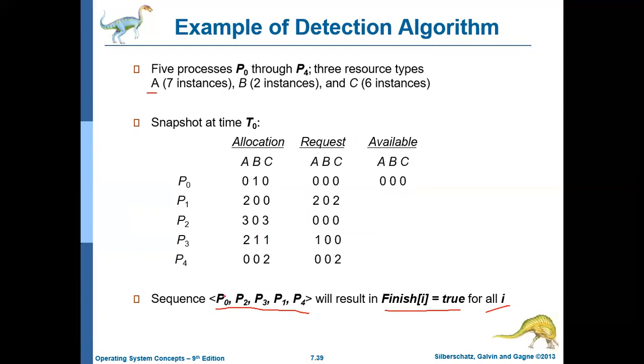Let us understand this. So it means first P0 will be completed. If P0 finishes, then it will release the resource which it is currently holding, that is B.